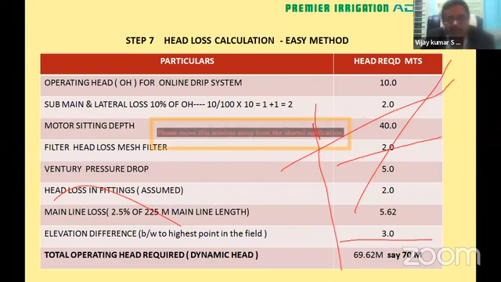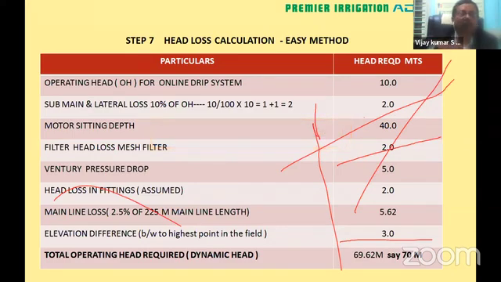Now we know we have to lift water from the borewell 40 meters down, so that 40 meters also will get added up. In addition to this, whenever water flows through any obstruction, there is going to be a loss. So when it passes through the filter, you are going to have a loss of 2 meters. And similarly, when you operate the venturi, there will be a pressure drop. As I told you last time in the fertigation webinar, when you throttle it, there is going to be a pressure drop between the inlet and outlet. So that will be around 5 meters. And fittings such as bends, T and other connections will also take another 2.